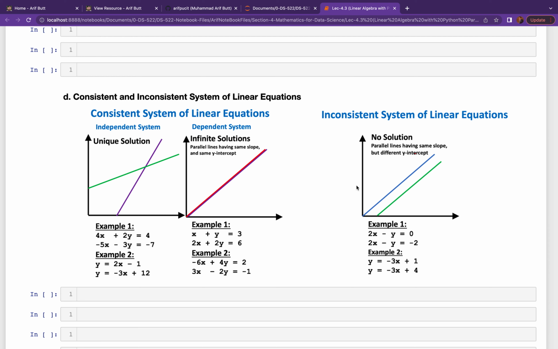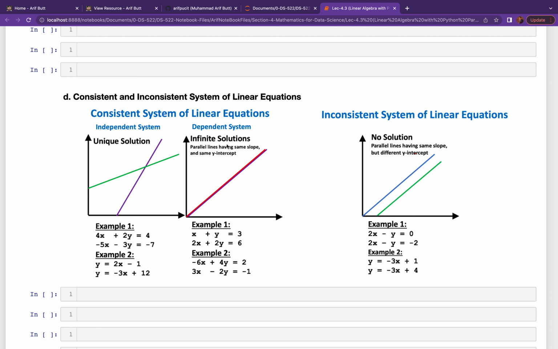And if there is one or infinite solutions, we call such a system of linear equations a consistent system of linear equations. If the two equations are independent, we get a unique solution. This is the example. We get a unique solution, and the system is called a consistent independent system. On the contrary, if the two equations are dependent, meaning the two equations refer to the same line, then we get infinite solutions. If you observe the equations over here, they have the same slope and the same y-intercept. And such a system of linear equations is called a consistent dependent system.